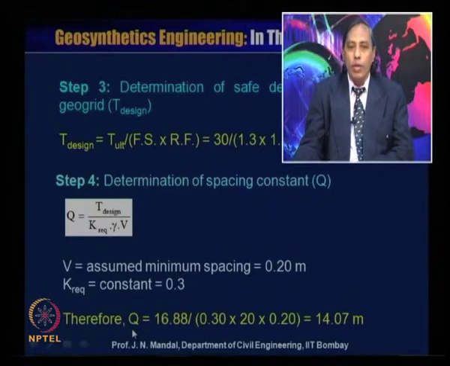So, this Q will be equal to T, which is 16.88, divided by K required, which is 0.3, into gamma, which you know is 20, into V. That minimum spacing we consider 0.20 meter. So, this way you can calculate that Q, or spacing constant, is 14.07 meter.